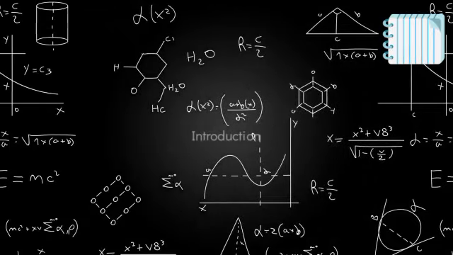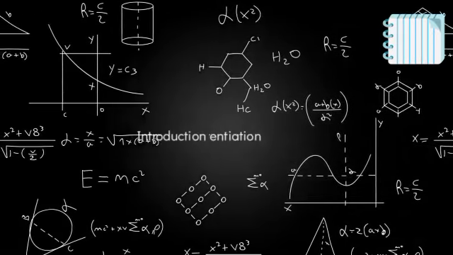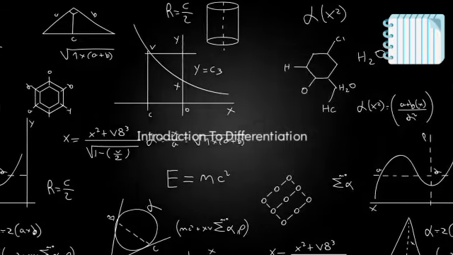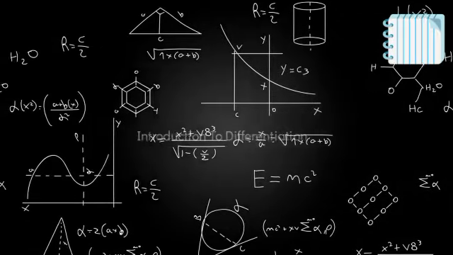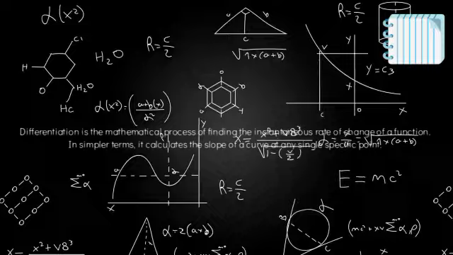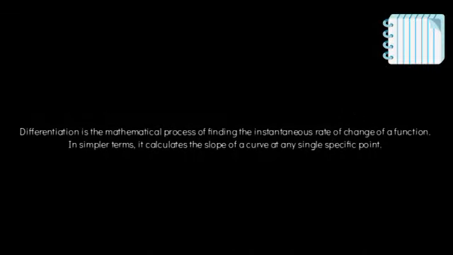Welcome to this segment. In today's segment, we are looking at differentiation. So let's do a brief introduction to differentiation. Differentiation is the mathematical process of finding the instantaneous rate of change of a function. In simpler terms, it calculates the slope of a curve at any single specific point.